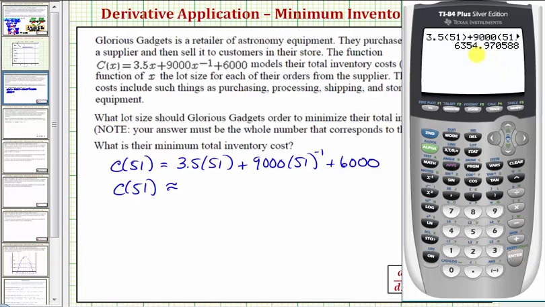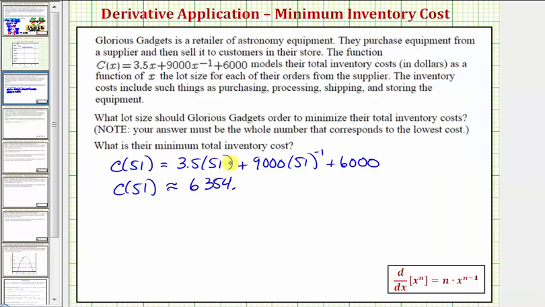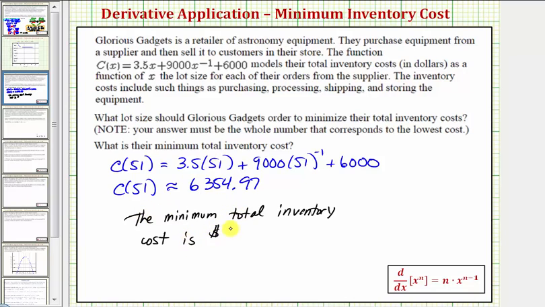Because these are dollars, we'll round to the nearest cent, so we'll say it's approximately $6,354.97. So the minimum total inventory cost is $6,354.97. Notice how we use the whole number solution to the first question to answer the second question.